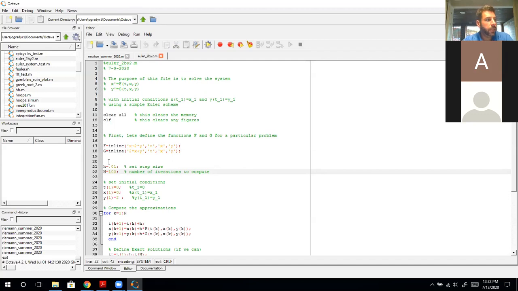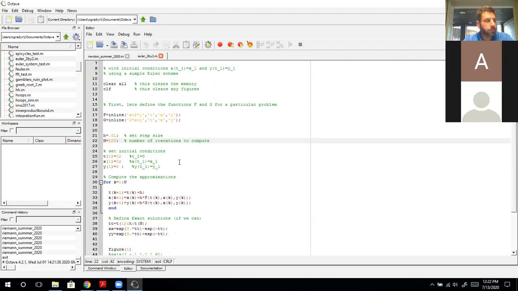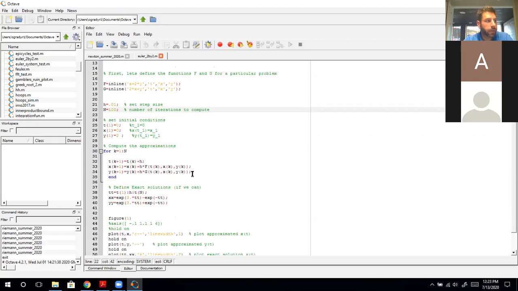Okay, then I have to tell it what my initial conditions are. So I pick a step size, so let's say 0.01. And then let's say we're going to run some iterations, maybe 10, maybe 100. So if I want to do 10, let's say 10. And then I have my initial conditions.